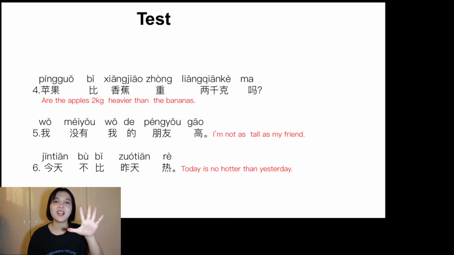And sentence 5. 我没有我的朋友高. I'm not as tall as my friend. And last one. Today is no hotter than yesterday. 今天不比昨天热, which means today it might be as hot as yesterday or today it's colder than yesterday. There are two possibilities. So did you get it? Try to practice by yourself now.